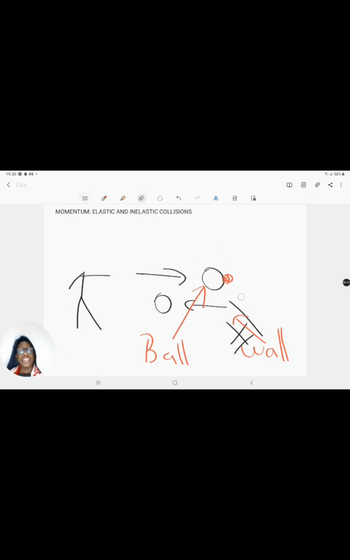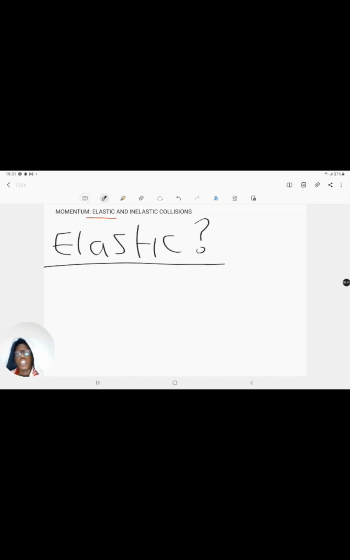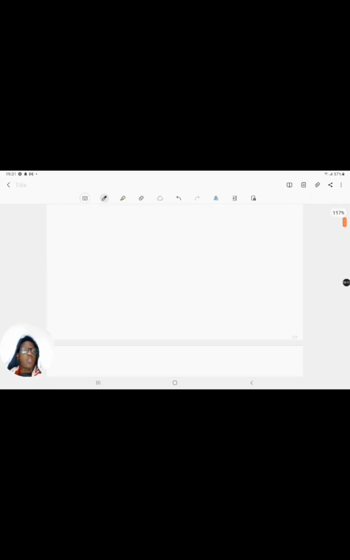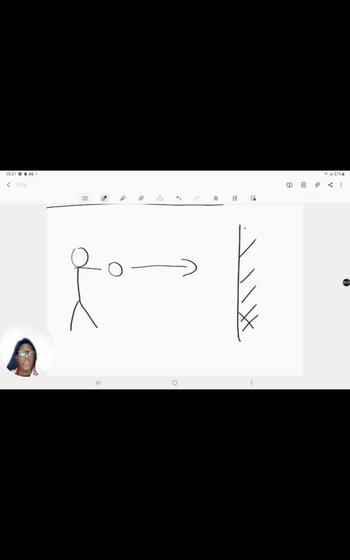Now, what makes an elastic and inelastic collision? What makes a collision elastic and what makes a collision inelastic? Let's start with an elastic collision. What makes a collision elastic? Well, I'm going to go back to using the ball and the wall again. I'm going to redraw that person there. The person has a ball. They throw the ball towards the wall. There's the wall there, and there's the person there throwing the tennis ball.